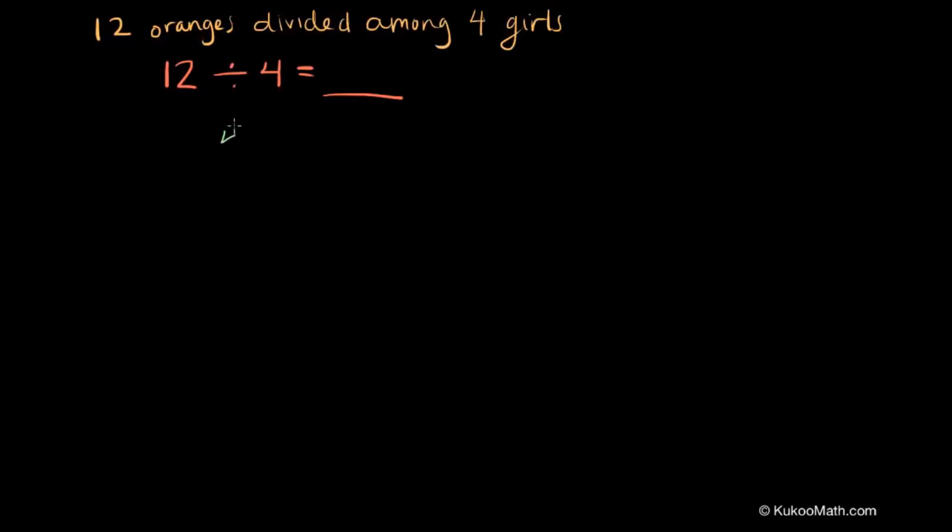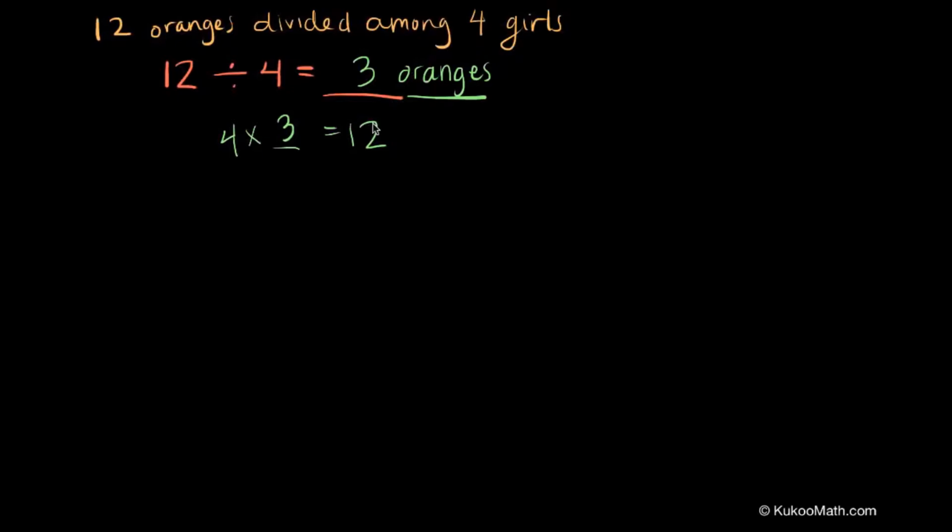So, for example, 4 times blank is equal to 12. You know that the answer that goes in the blank is 3. So 12 divided by 4 is equal to 3. And since it's a word problem, you're going to have units. So in this case, the unit that comes after the number is going to be 3 oranges. Make sure you don't forget the unit. And now you know that the answer to this problem is that each girl is going to get 3 oranges.